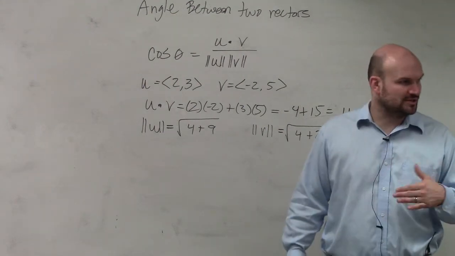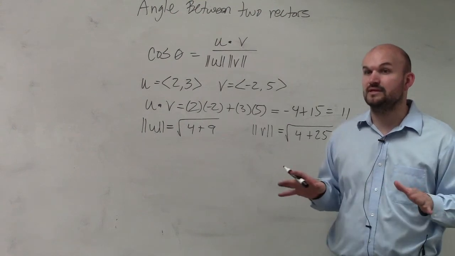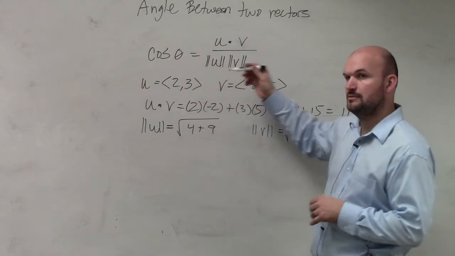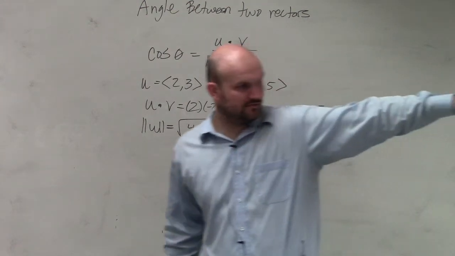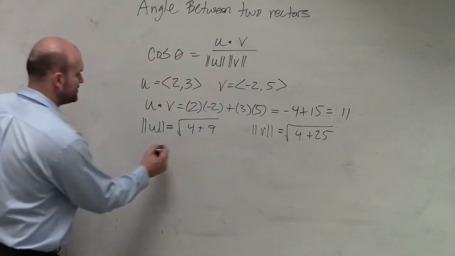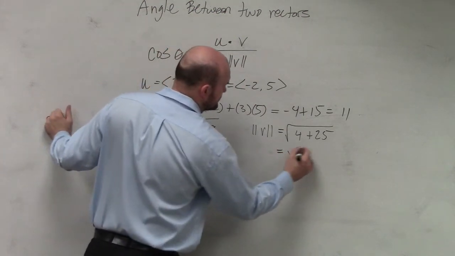If you have a question or you missed how I got to those, let me know. Yes? Remember, it's v1 squared plus v2 squared, just like a squared plus b squared. So therefore, I obtain the square root of 13, and here I obtain the square root of 29.